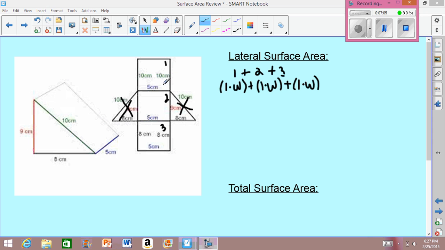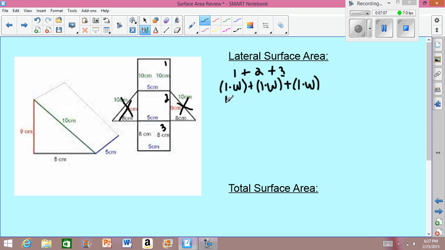Our first rectangle is 10 by 5. So I have 10 times 5 for rectangle 1. For rectangle 2, my length and width are 5 and 9, which is the measurement of that triangle. So we have 5 times 9 for rectangle number 2, plus rectangle number 3, which is 8 by 5. So those would be our measurements.